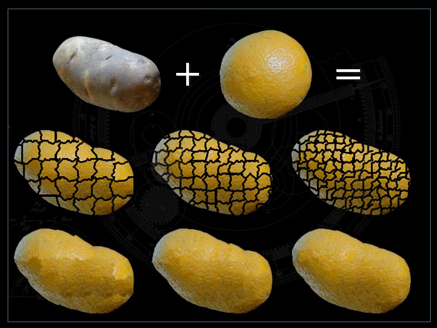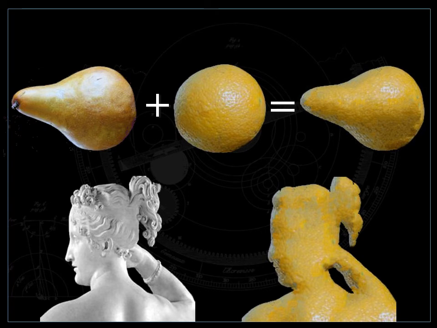Sometimes one iteration is not enough. So like in this potato and orange thing, we have to go with several iterations. We start with big blocks and then go to smaller blocks, and the resulting image is down right. We can do pairs too, or we can do Renaissance sculptures.